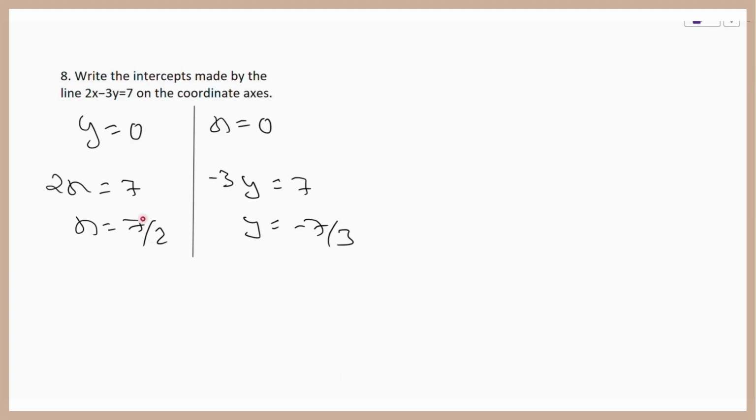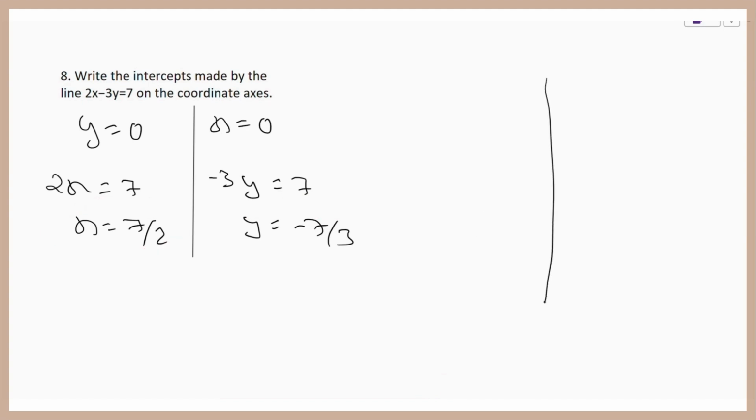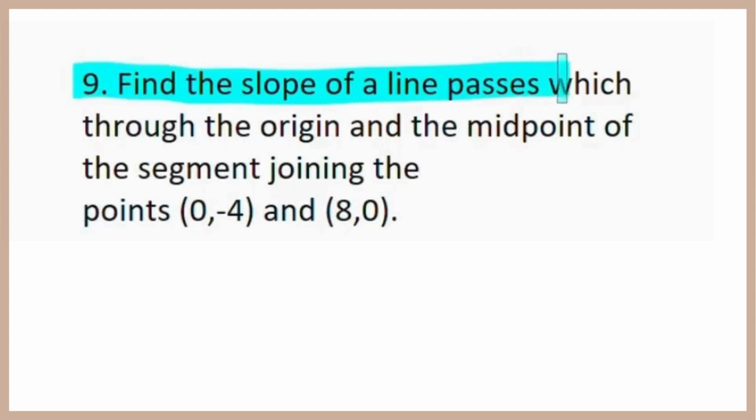So we can now say that this is the x-intercept and this is the y-intercept. So actually the line should be like this. This is somewhere minus 7 over 3 and this is 7 over 2. If I make a line like this, okay, so this is going to be the y-intercept and this is the x-intercept.